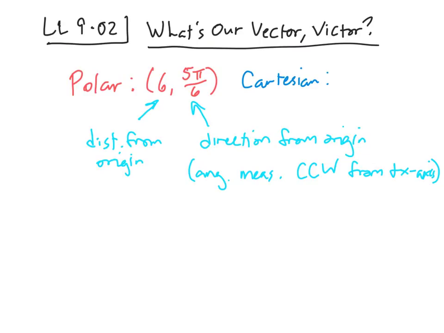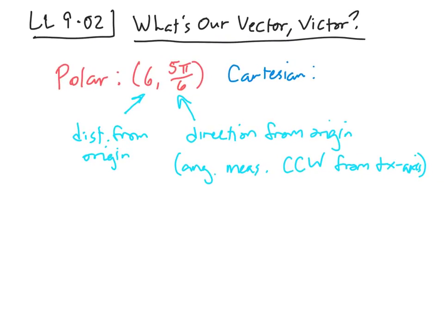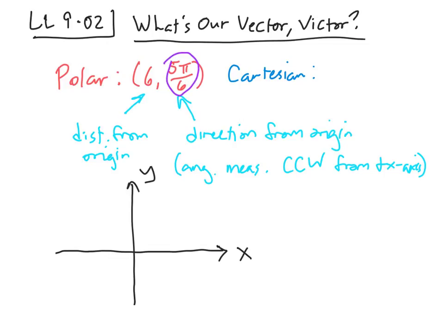So before I start putting this in Cartesian coordinates, the first thing I'm going to do, this is actually a first step towards putting it in Cartesian coordinates, is I'm going to draw a really good picture. I'm going to draw a picture of a coordinate plane, a Cartesian plane. There's my x-axis, there's my y-axis, and I'm going to draw a picture of where this point is. That point is 5 pi over 6 radians from the positive x-axis.